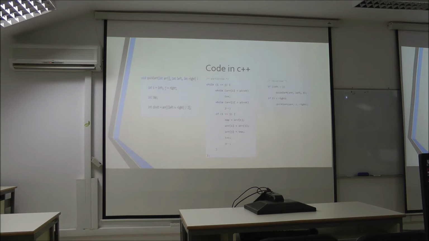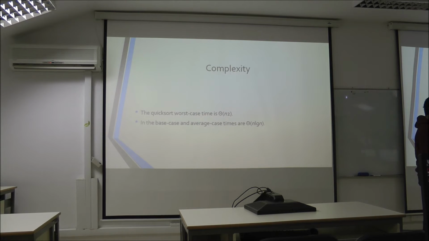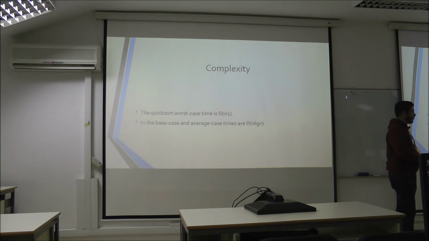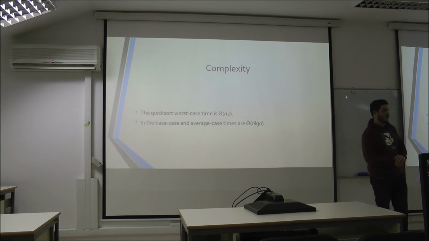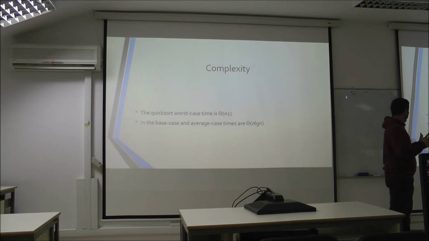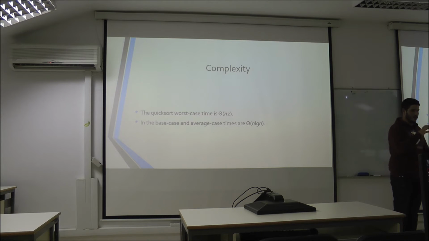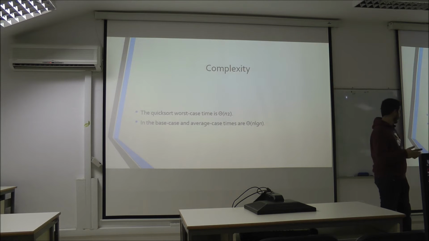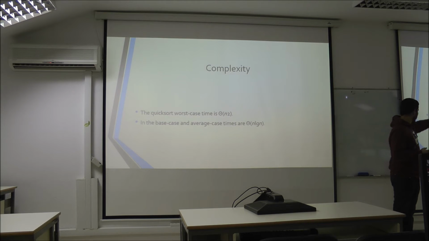So now the complexity of Quicksort is this. The worst case scenario is when you pick the pivot and the first pivot is the highest value. So you will have to do more comparisons, so it will take more time. As you can see, it will be quadratic.